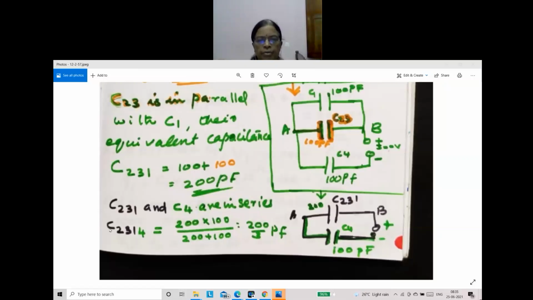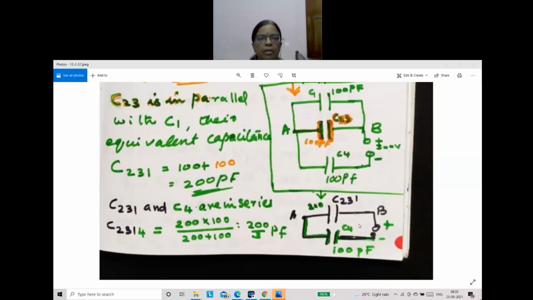So you can use the formula: C231 into C4 by C231 plus C4. This into this by this plus this. 200 into 100 by 200 plus 100. So the equivalent capacitance we got, children, is 200 by 3 picofarad. That is the equivalent capacitance.